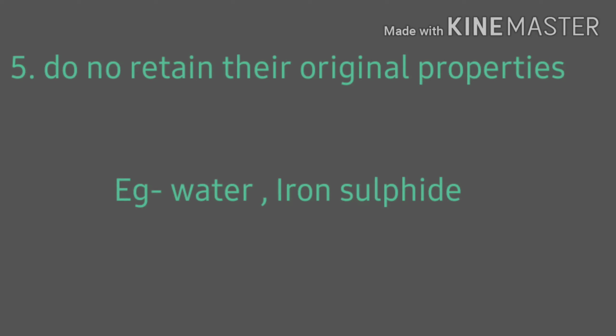So what are the properties of a compound? It has a definite proportion, it is homogeneous in nature, its particles are of one kind, and it has a definite set of properties. The components in a compound do not retain their original properties and can be separated only by chemical means.